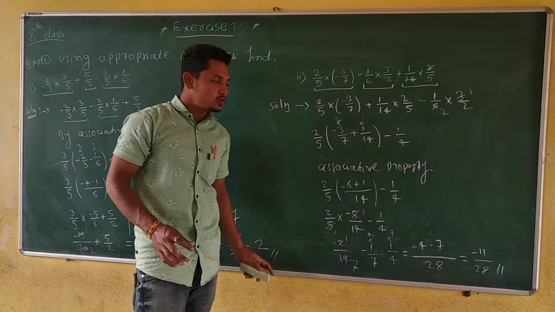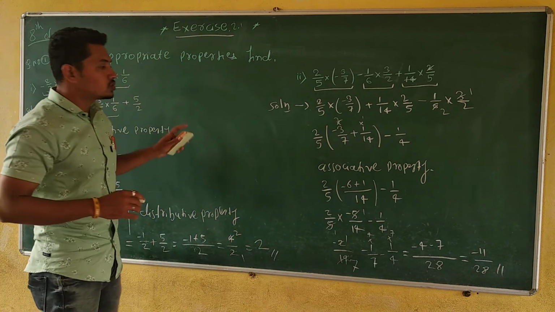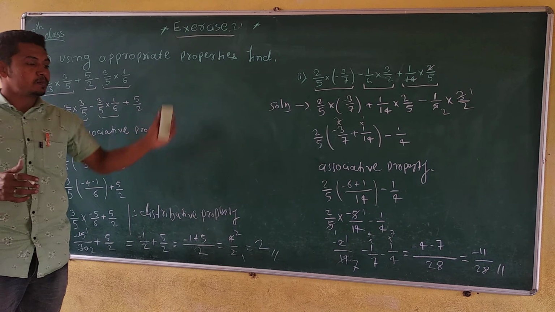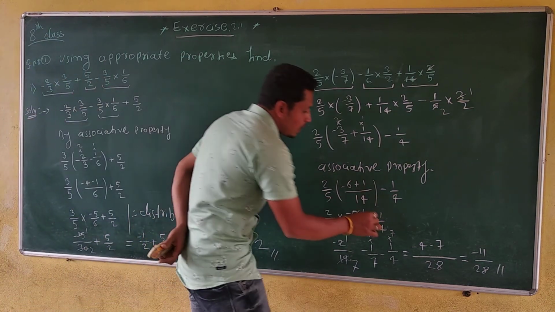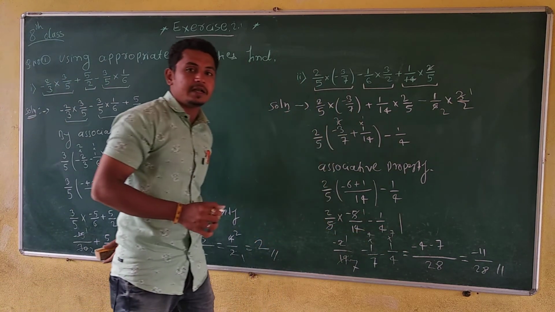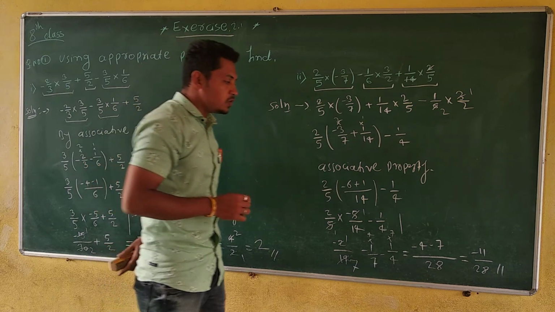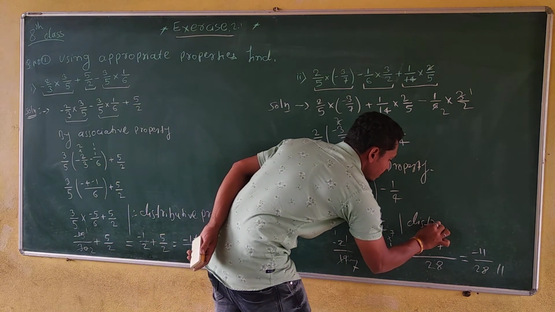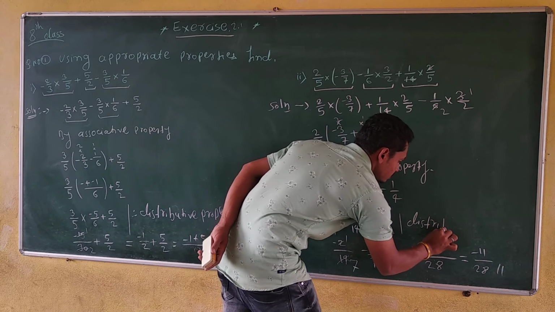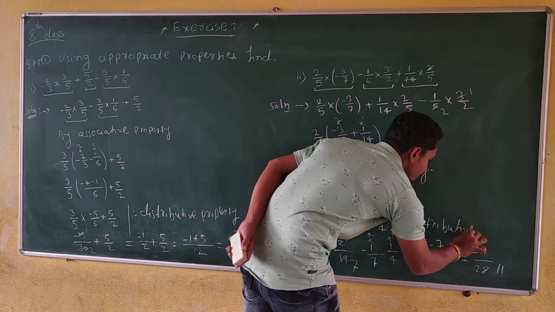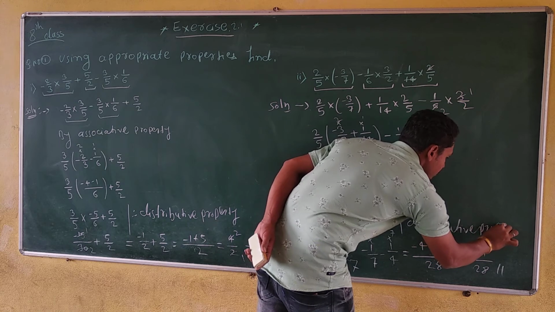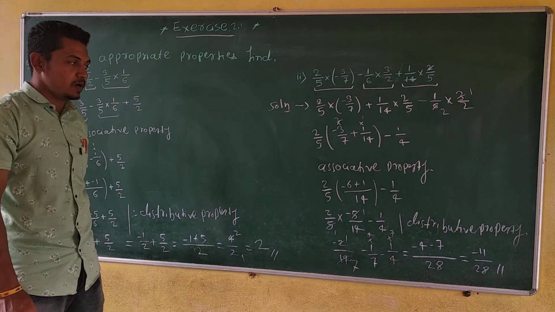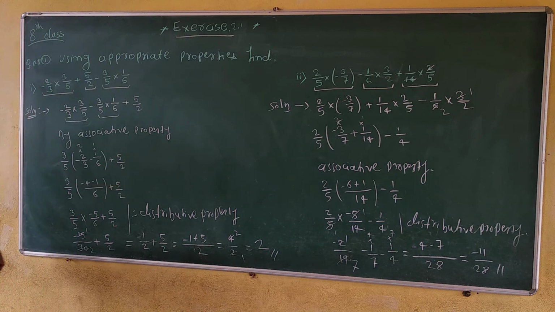Okay, so you understood. I hope you all understood how to solve these examples by using the appropriate properties. Okay, here we have to use which property? Distributive properties, right? So you have to write here distributive property. Okay. Distributive property. So please note down this and we shall start here.